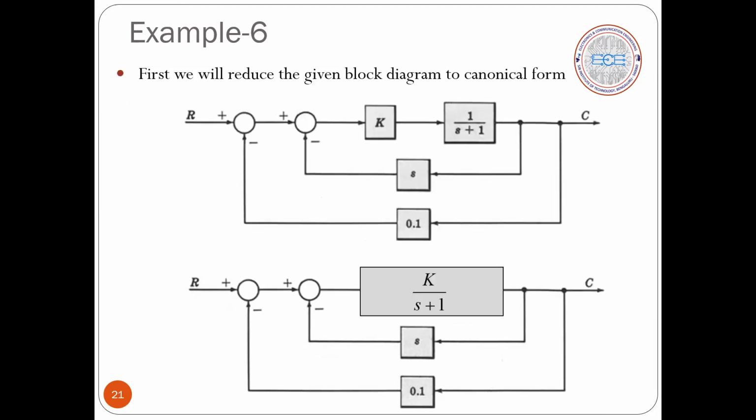Let's do that. The standard canonical form we will get by simplifying the inner loop, correct? So this and this are in cascade. You can directly multiply these two blocks and have one single block. That's what we have done here. We have grouped the first and second block since they are in cascade. That rule is allowed, as we have discussed. So we have grouped and we got this block here.